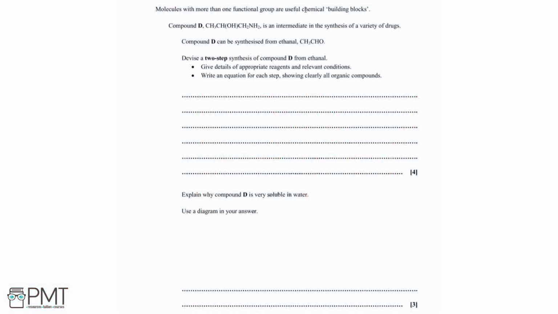Molecules with more than one functional group are useful chemical building blocks. Compound D, the structure shown here, is an intermediate in the synthesis of a variety of drugs. We're told that compound D can be synthesized from ethanal, which is an aldehyde, and we need to devise a two-step synthesis of compound D from ethanal, ensuring that we give details of any reagents and conditions required, as well as giving an equation for each step showing clearly all of our organic compounds overall.